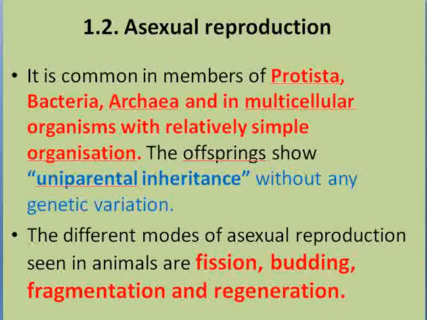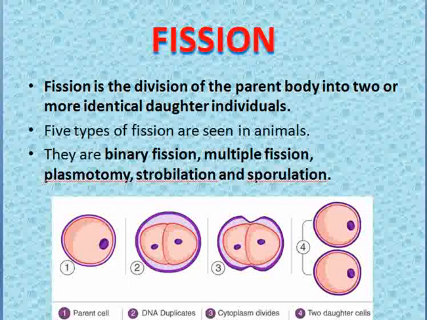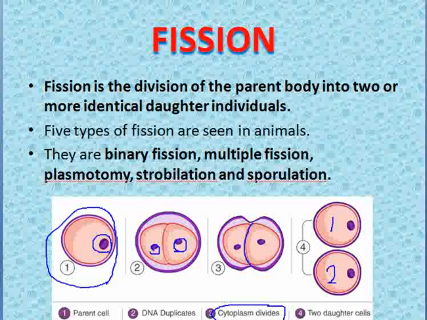First of all, let us see what is the meaning of fission. Fission is the division of the parent body into two or more identical daughter individuals. Here in the diagram, we have the first one as the parent cell. In the beginning, the nucleus divides into two. Here one, here two. The division of the nucleus is called karyokinesis. Then in the third stage, the division of cytoplasm takes place, that we call cytokinesis. As a result, we get a cross-wall formation in the middle. So two daughter cells are formed because of this fission process.